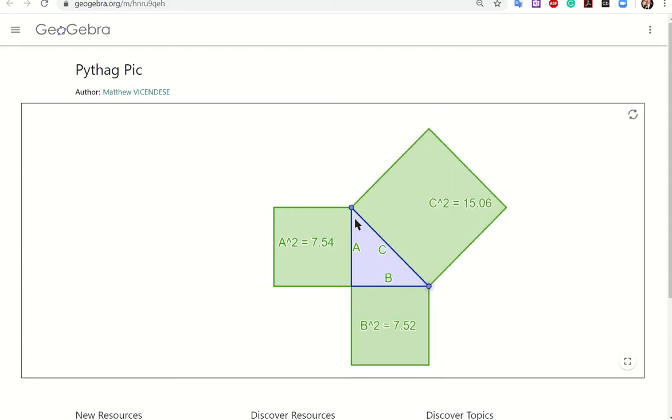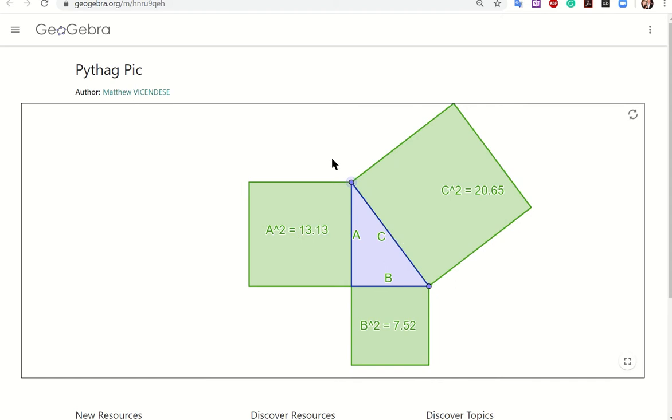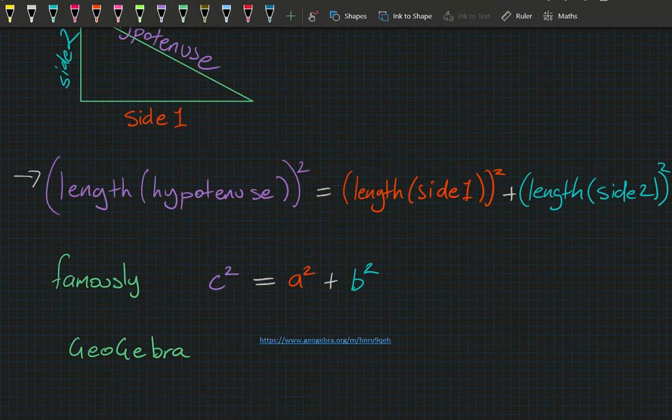If I move these dots around, I've created a different right angle triangle, but still a squared plus b squared is 13 plus 7 is 20, is 20.65, which equals c squared. So it doesn't matter how you move this around, the sum of these 2 squares will always equal the sum of the bigger square. Okay, back in OneNote now. As always, you're welcome to play with that applet anytime you want.